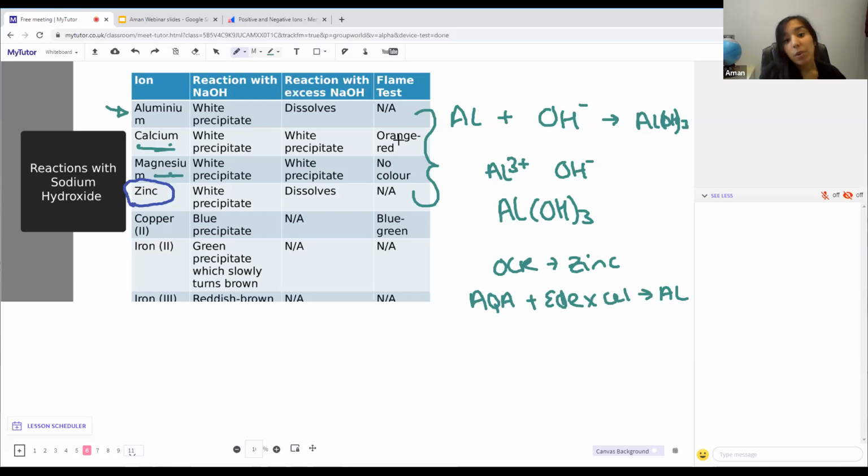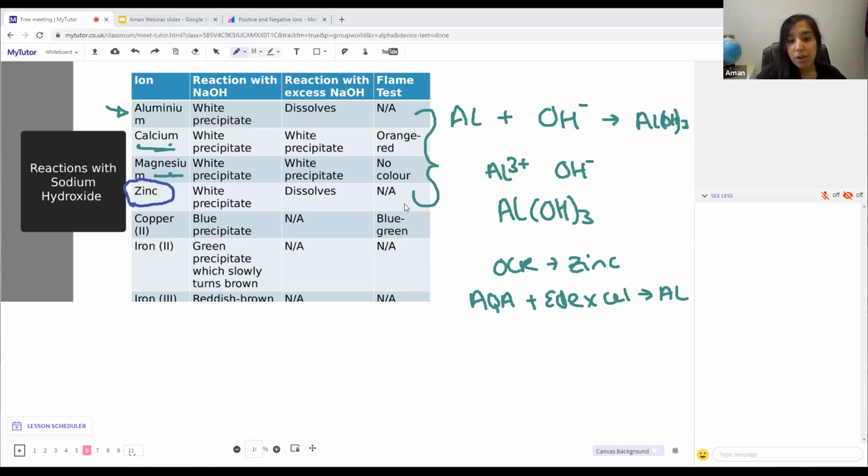Okay, the final three are a little bit easier to remember because they form colored precipitates with sodium hydroxide. So if we start with copper, we know that it forms a blue-green flame test. So it's nice and easy then to remember that when we react it with sodium hydroxide, it forms a blue solid because its flame test is also bluey. So we can say that copper forms a blue solid with sodium hydroxide, and when you put excess sodium hydroxide, it will not dissolve.